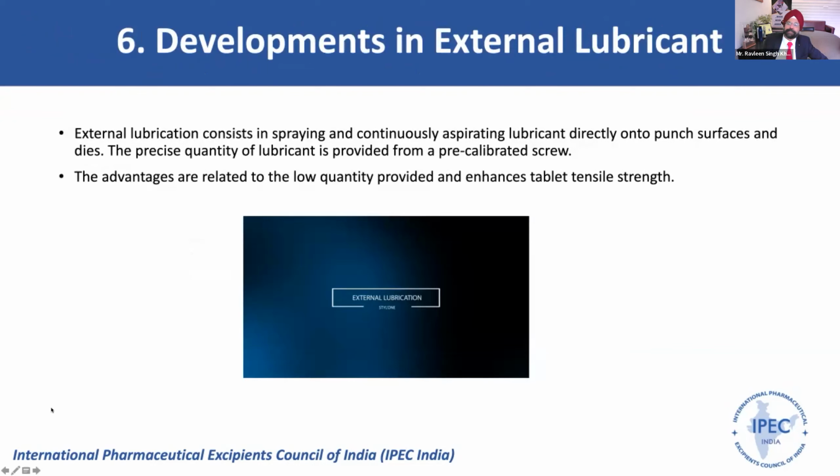Now, the development in external lubricants. So we have seen internal lubricants which are added in the formulation, but the external lubrication consists in spraying and continuously aspirating lubricants directly onto the punch surfaces and dies. The precise quantity of lubricant is provided from a pre-calibrated screw. The advantages are related to the low quantity provided, and it enhances the tablet strength. Plus, it takes care of a lot of the problems associated with the magnesium stearate lubrication. So we have a video for you in which you can see how it works.